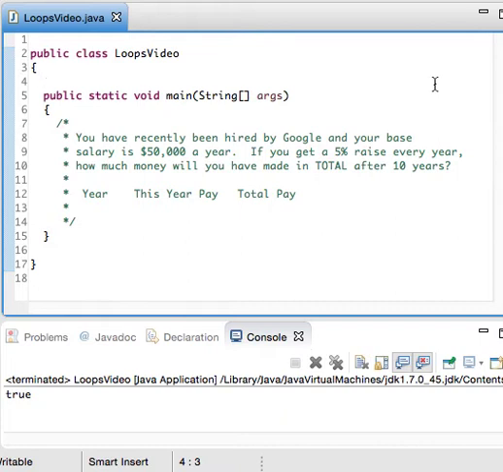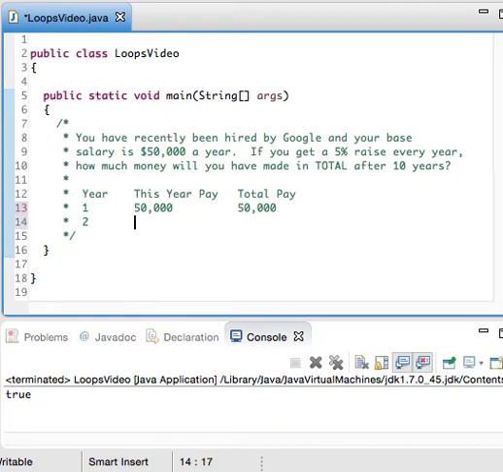So to answer a situation like this, first you have to make sure you understand what's going to be happening. So I have a table here, and in year one, you're going to be making $50,000, which means that your total pay so far is $50,000. Well, let's look at year two. Year two, you're going to have a 5% raise. So that means $50,000 needs to increase by 5%.